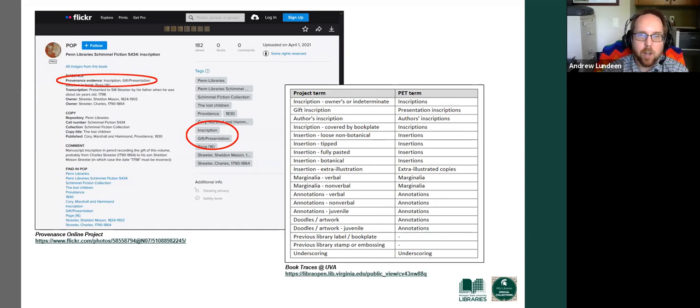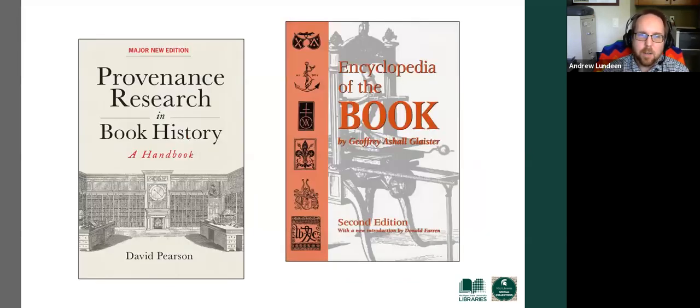UPenn's Provenance Online project was one of the first. They were loading tons of provenance images onto a Flickr page, and they used Flickr's tagging system to assign identifiers to their provenance entries. The Book Traces project at the University of Virginia is another provenance project that started up around that time. And they detail in their white paper a limited provenance vocabulary that they derived from the RBMS thesaurus. Then, of course, there are a number of printed books and other publications that deal with provenance, and these use their own bodies of terminology.